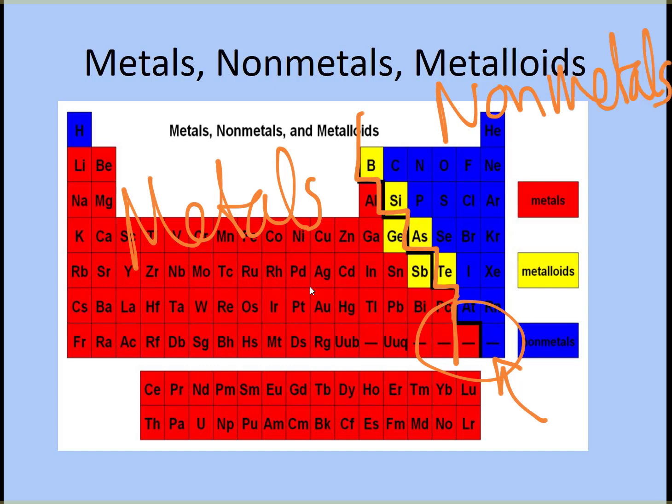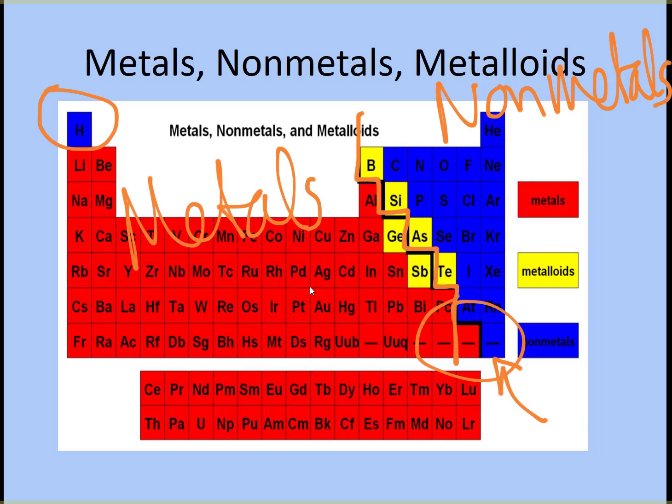So again, there's some controversy here, but you should know that metals are over here and non-metals are over here. Notice that most of the periodic table are metals. Hydrogen is kind of an oddball and it's stuck over here, but you need to remember that it's also a non-metal.